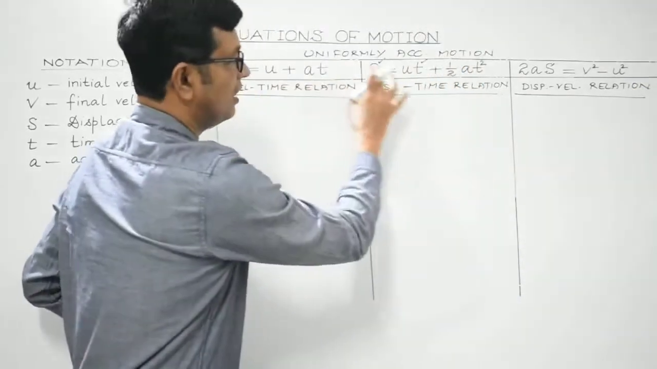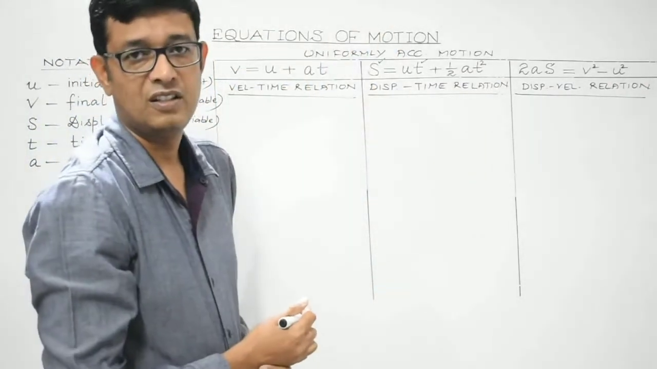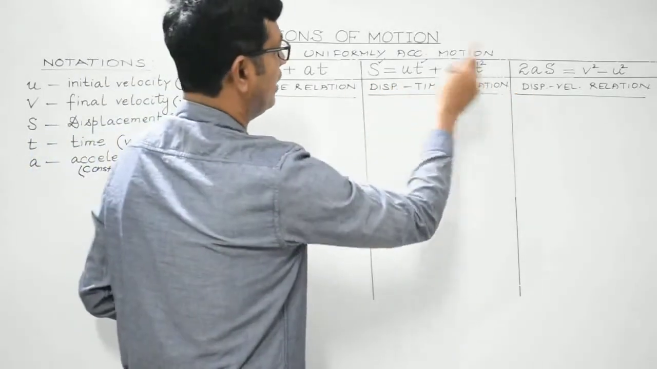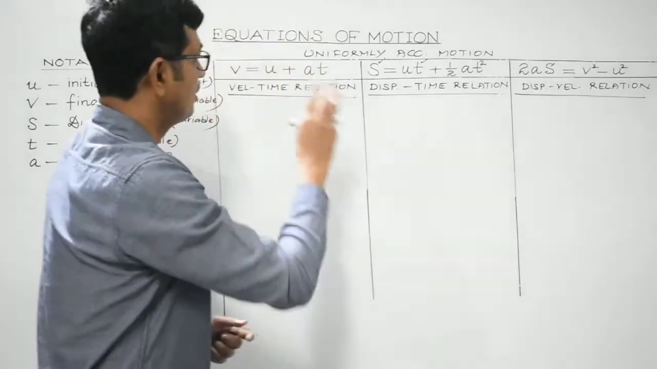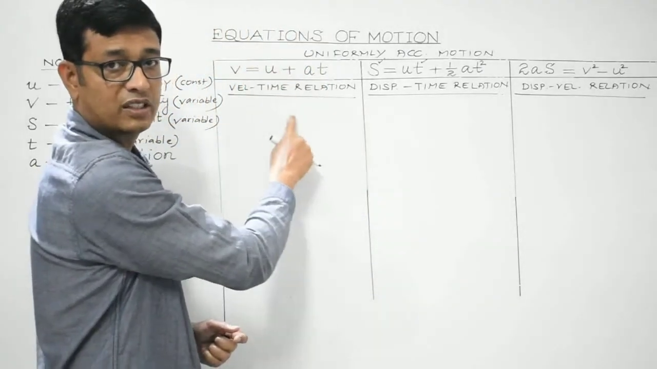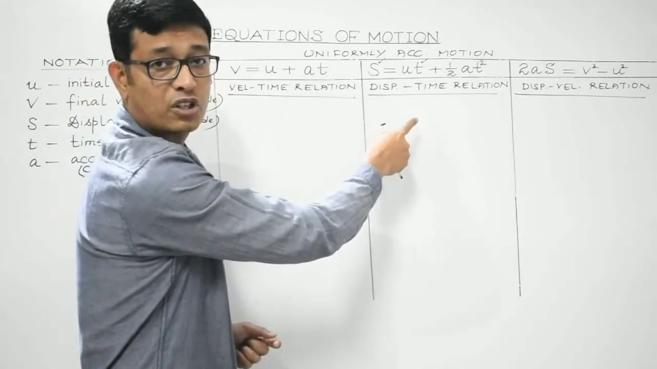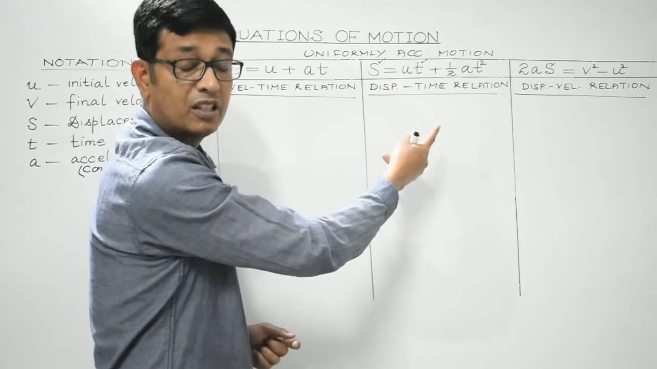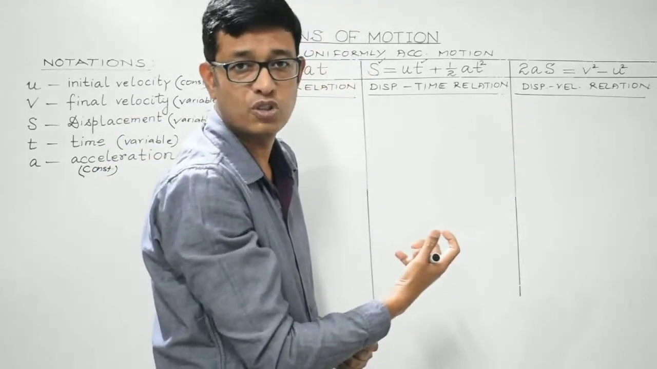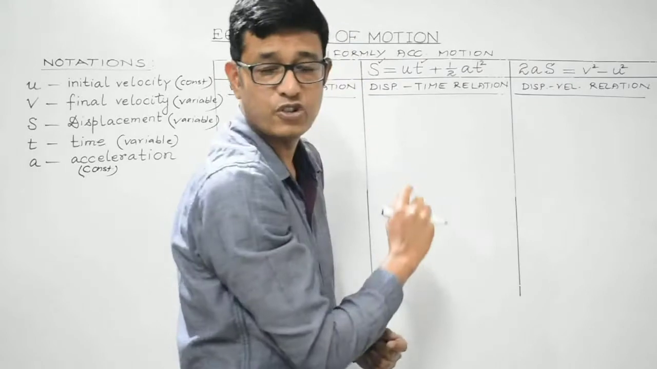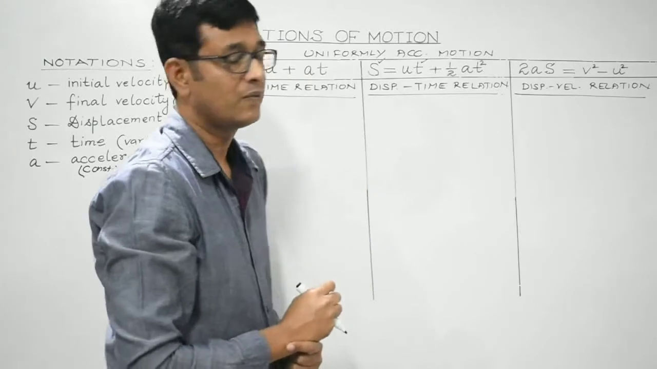So students, these are the three equations which are collectively known as equations of motion. Again I repeat, these equations are valid when a body is moving with uniformly accelerated motion. This is the first equation of motion, also known as the velocity time relationship, v equals u plus at. This is the second equation of motion, the displacement time relationship, s equals ut plus half at square. This one is the third equation of motion, the displacement velocity relationship, 2as is equal to v square minus u square, right?